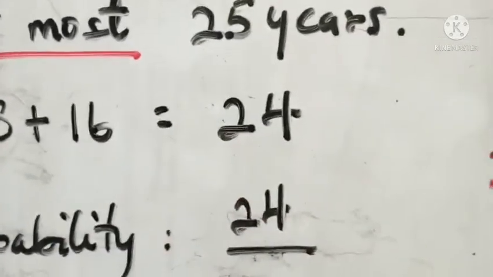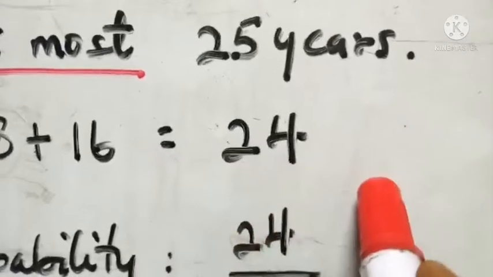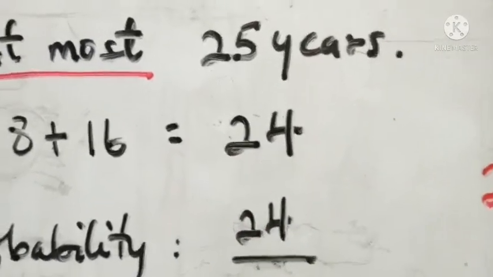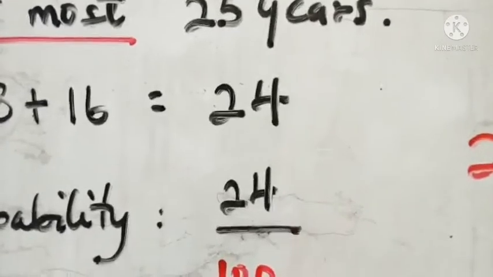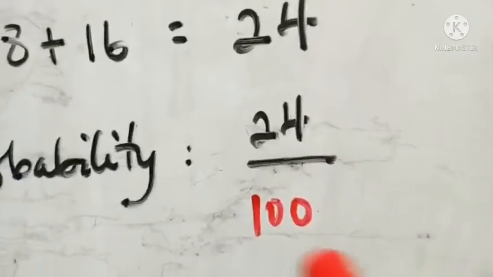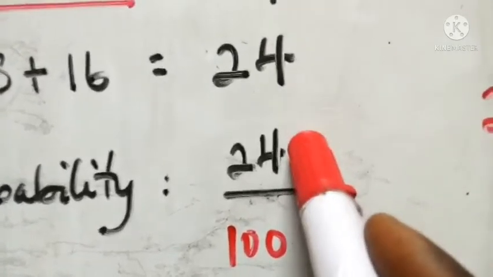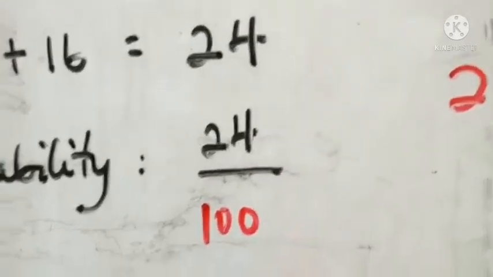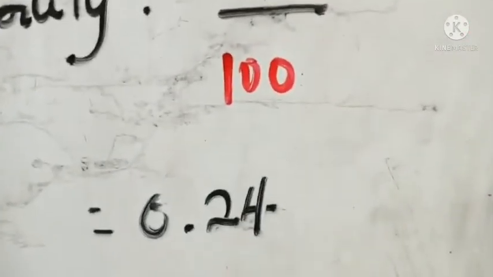But remember, they say probability. So the chance that these people will be part of the competition is 24 over 100, which is the total. How many patients are we admitting at the hospital? They are all 100. So 24 divided by 100. When you divide this nicely, you get 0.24.